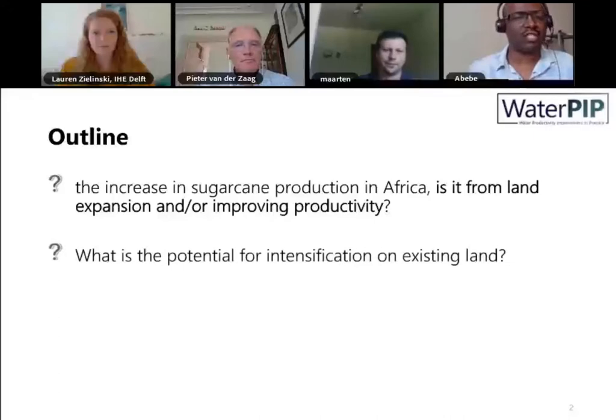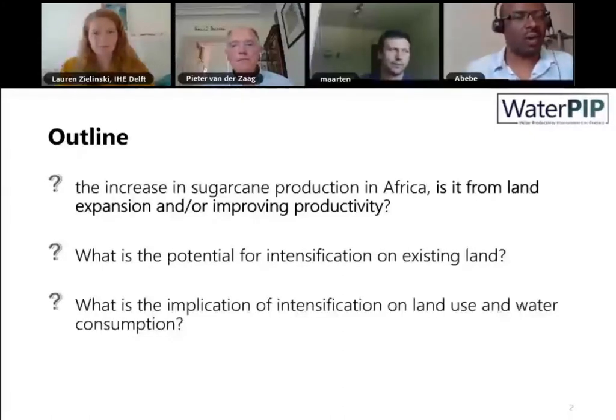And then the second question is, what is the potential for intensification on existing land? Is there any potential? The third question is, what is the implication of intensification on land use and water consumption?